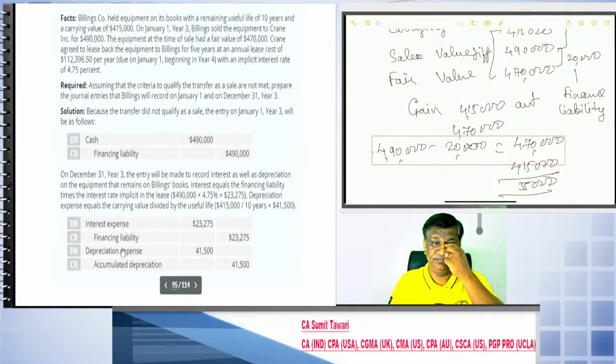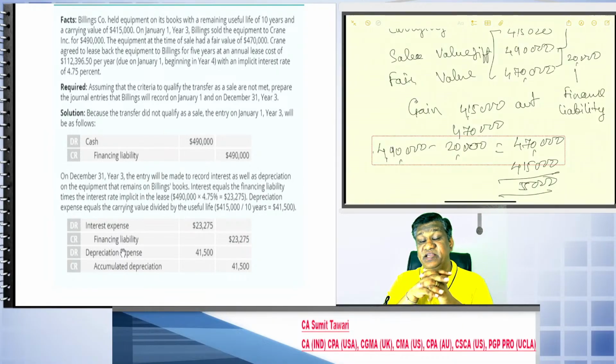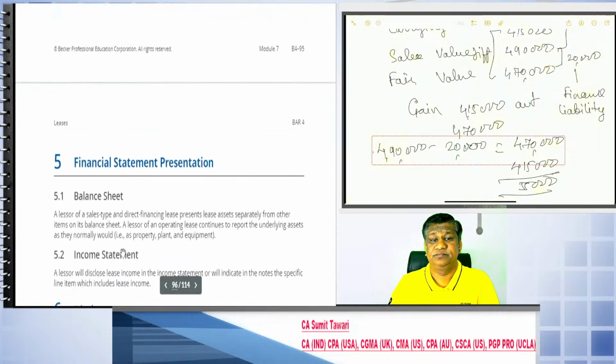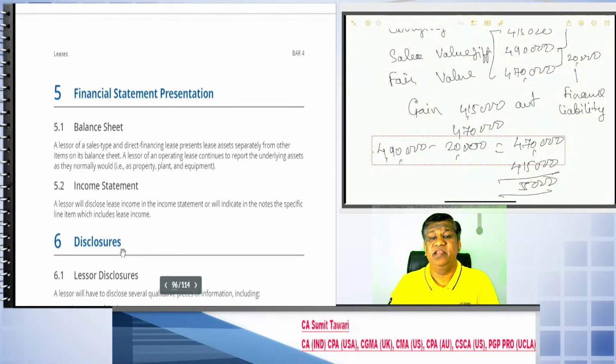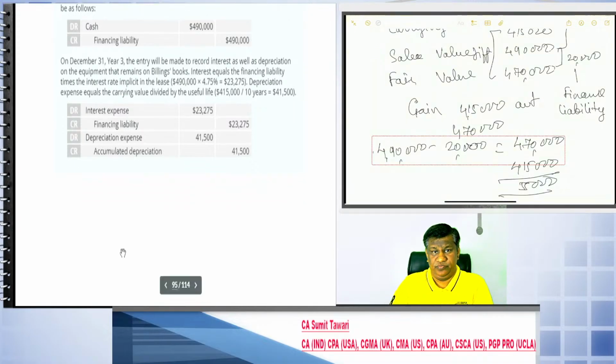Any doubt here? So sale we need to consider when there is an operating lease. If it is a finance lease, then you need to consider this as financing, whatever we discussed for the finance lease purpose, that we need to consider. Any point, any discussion? No.